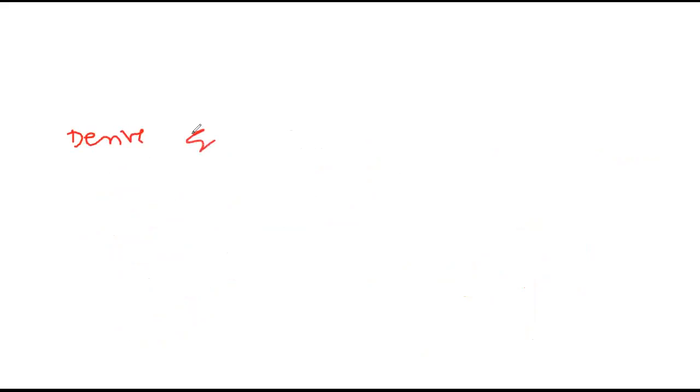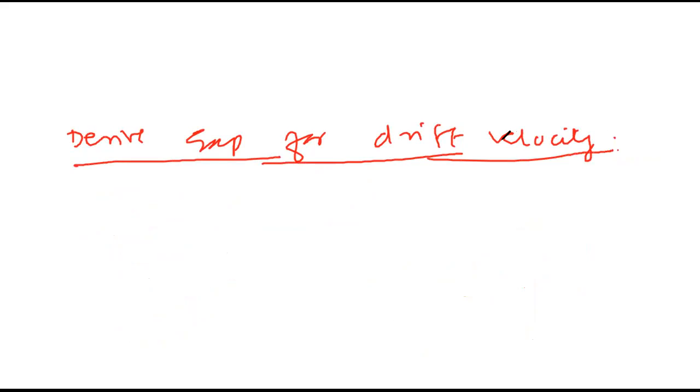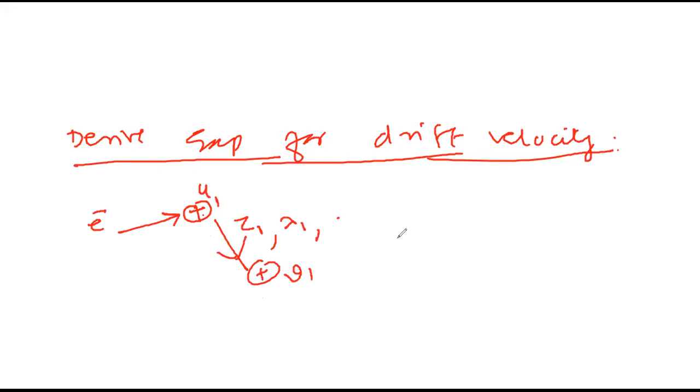Derive the expression for drift velocity. See, suppose I consider one electron. There are many electrons, one electron coming and colliding with this fixed ion. Now from here when it starts, I am assuming its initial velocity is u1. Again it will collide with another fixed ion. So this velocity, let us assume, becomes v1. Here the time interval is tau 1, lambda 1 is its free path, the distance between successive collisions, and a is the acceleration.